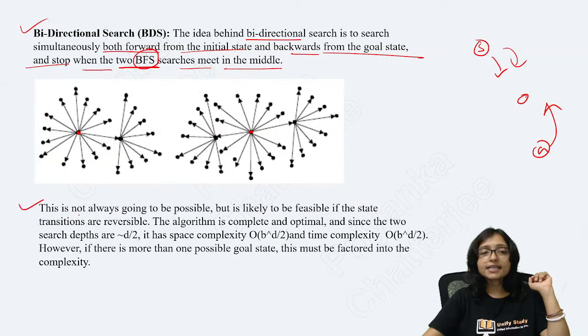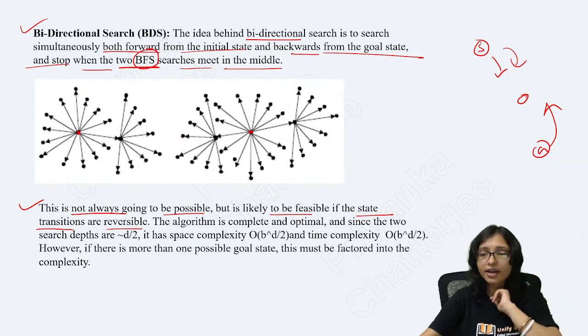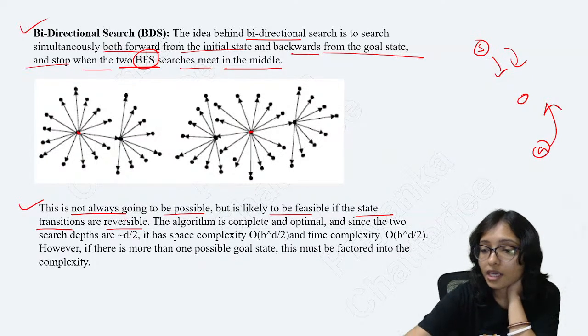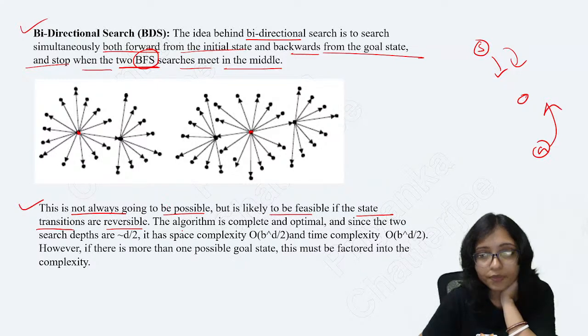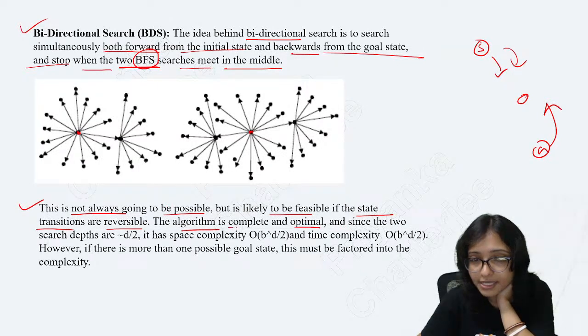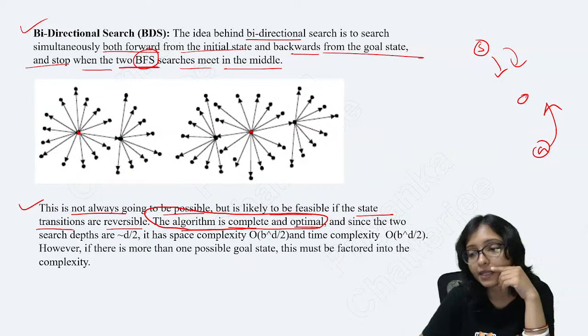This is not always going to be possible, but it is likely to be feasible if the state transitions are reversible. If it is reversible, then only it is possible, otherwise not. The algorithm is complete and optimal. Questions come from here: which one is complete, which one is optimal.